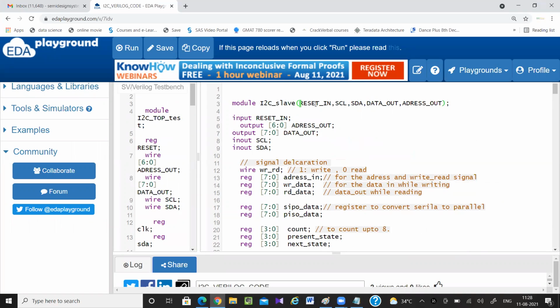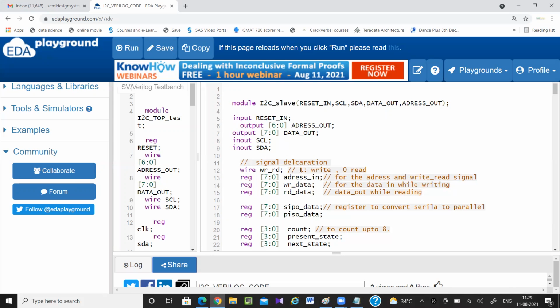So these are my signals: reset, SCL, SDA. These two are my I2C clock and data lines. These two signals I have taken extra to check whatever data or address the master is sending, whether I'm getting that or not. The master will send in parallel, so these are my parallel values, just to check it. You can omit it also, that is not an issue. I have taken these just to check.